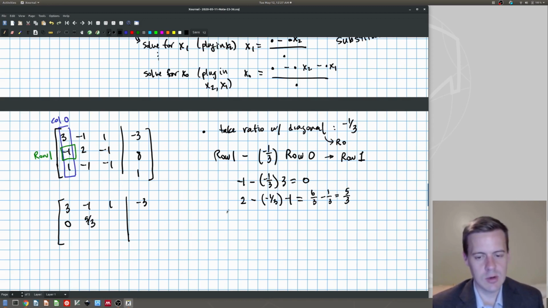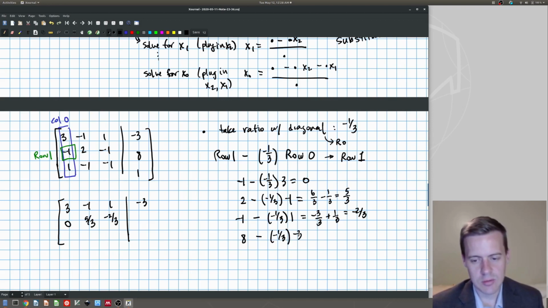All right, then the next one I have minus 1 minus a negative 1/3 multiplied by a 1. Okay, now I have a plus there, so I'm going to get minus 3/3 plus 1/3, and that should give me minus 2/3. So I have a minus 2/3 there. Okay, and now I do this last one, and I have an 8 minus minus 1/3 multiplied by a minus 3. So now that cancels, and I should get 8 minus 1, which should give me 7. All right, so now I have a 7 right there.